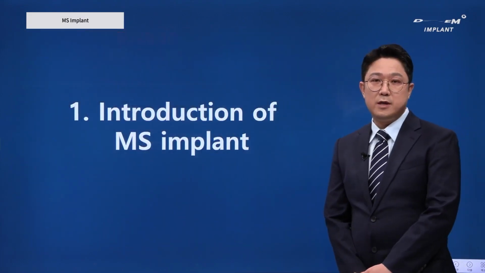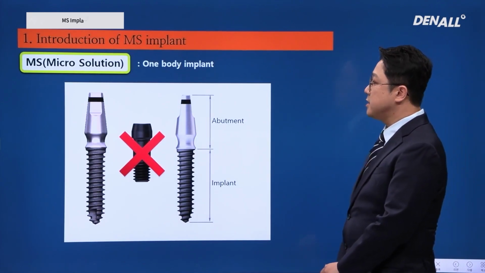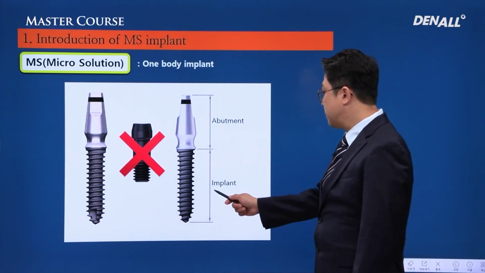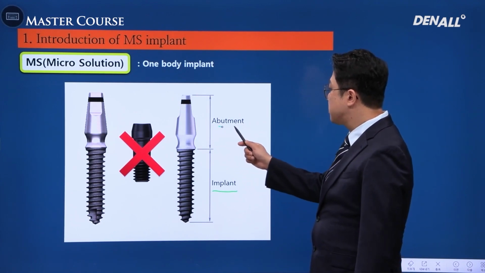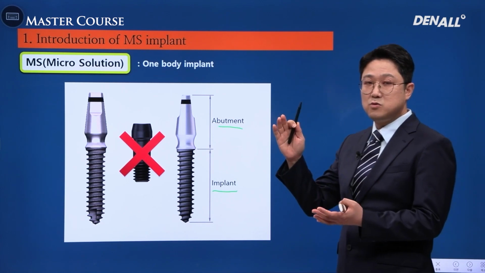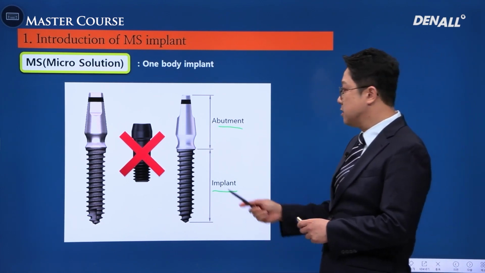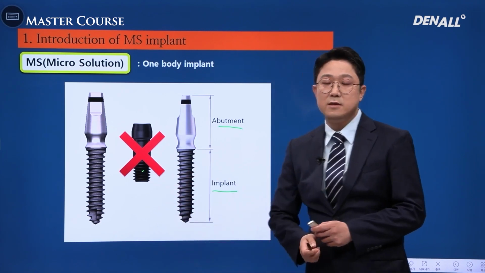Let me briefly explain about MS implant. MS implant is one body implant. Implant and abutment are in one piece. It's a one body implant. You do not use screw here. This is a one-piece implant.